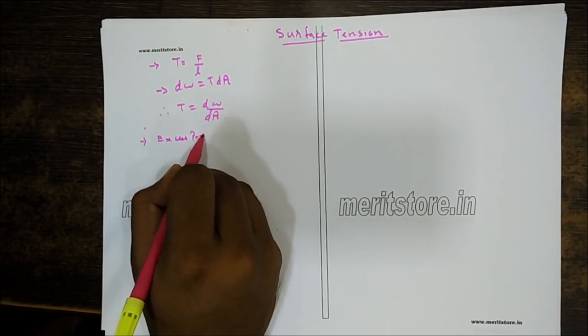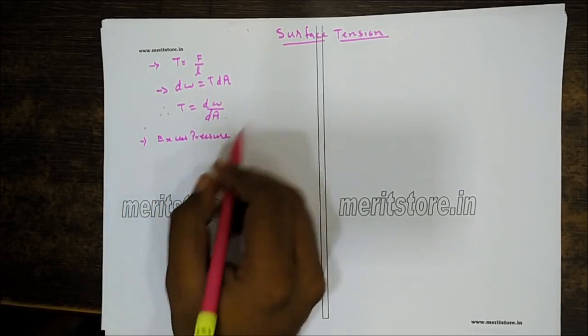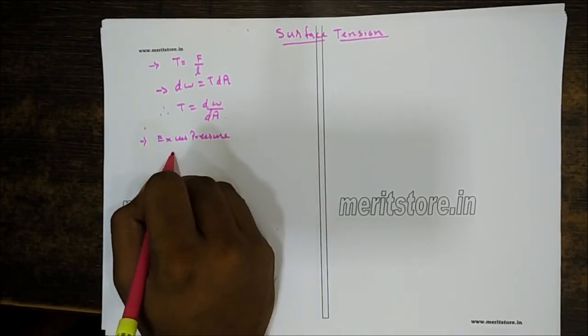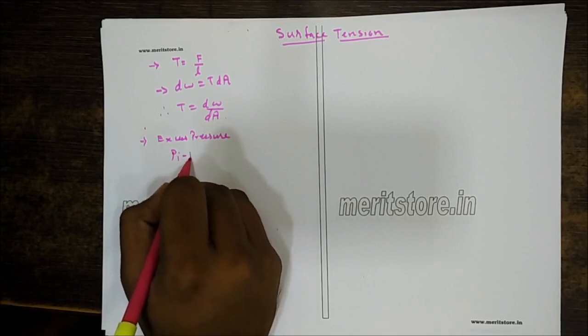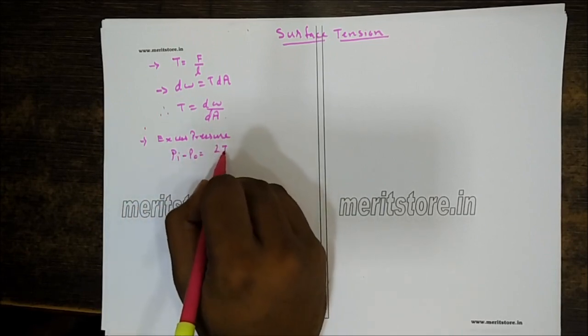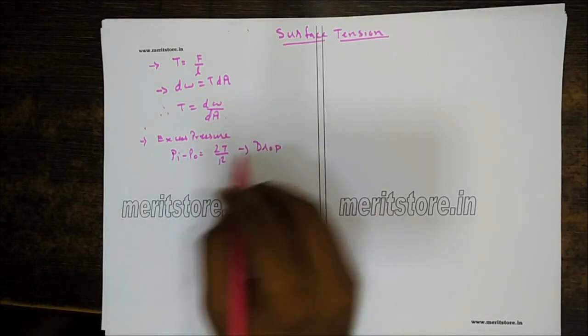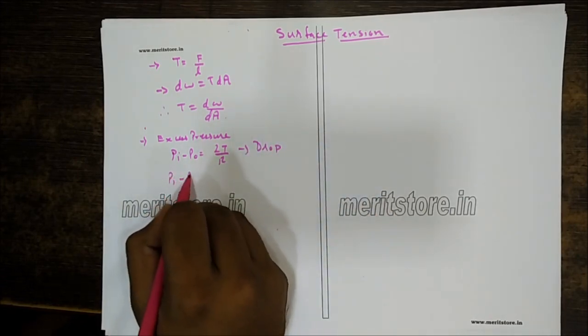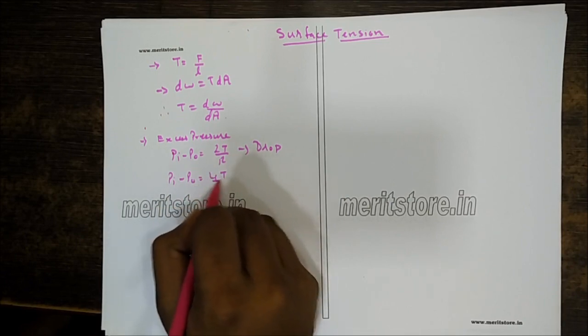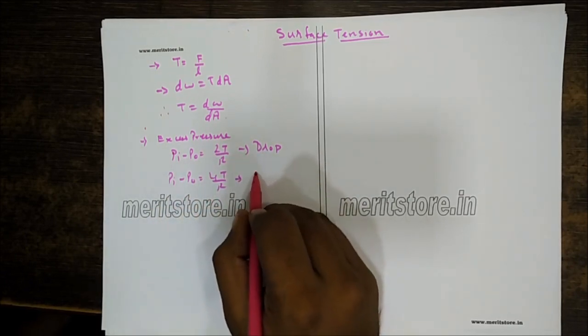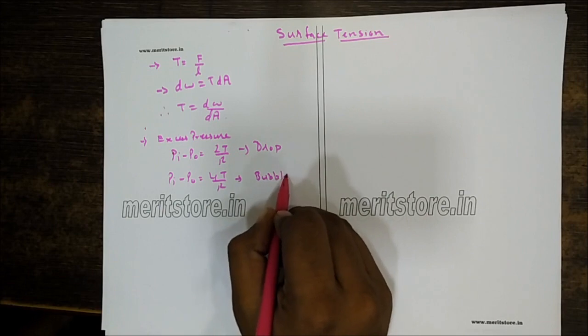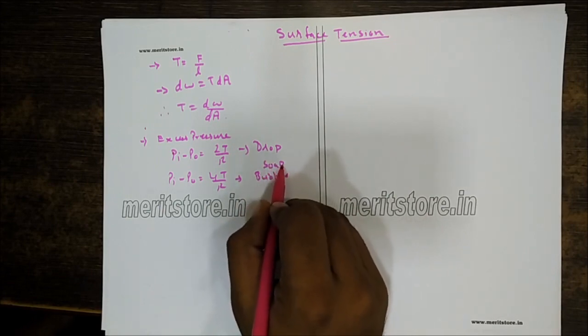Excess pressure is given as Pi minus P naught is equal to 2T upon R for a drop, and Pi minus P naught is equal to 4T upon R for a bubble, especially a soap bubble.